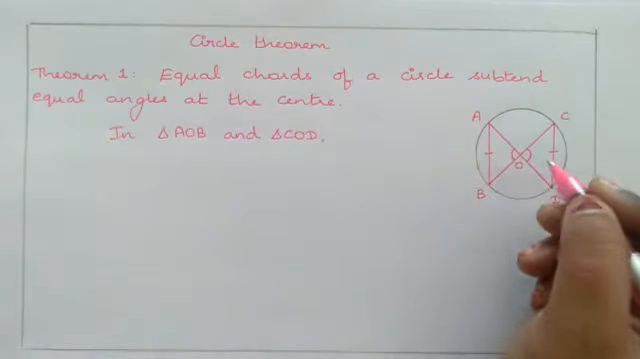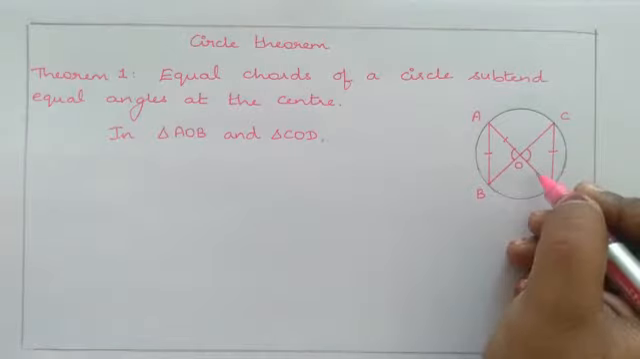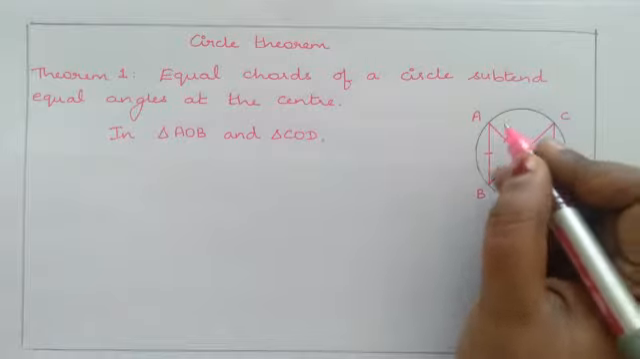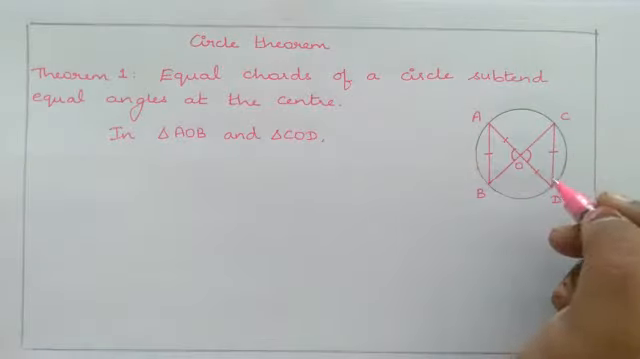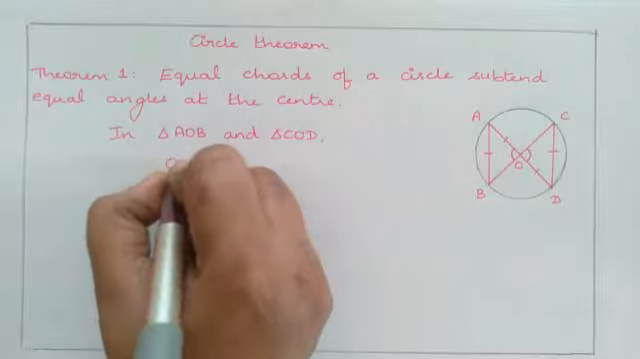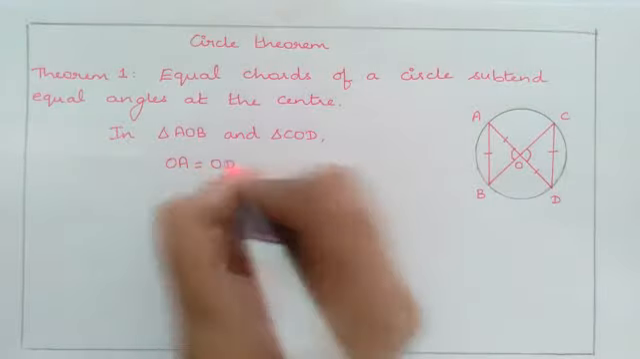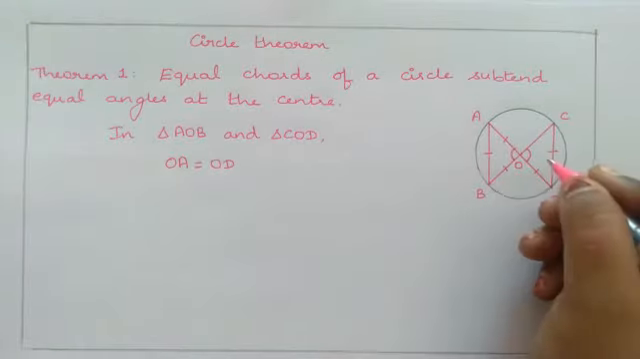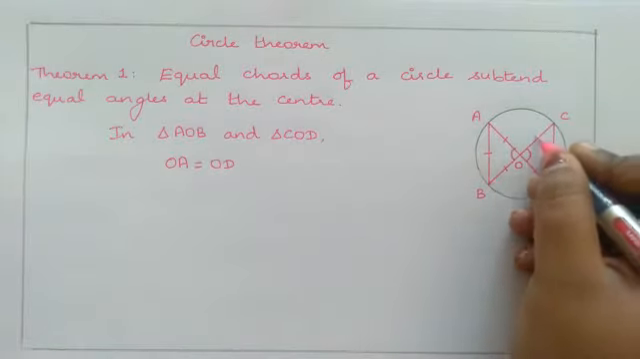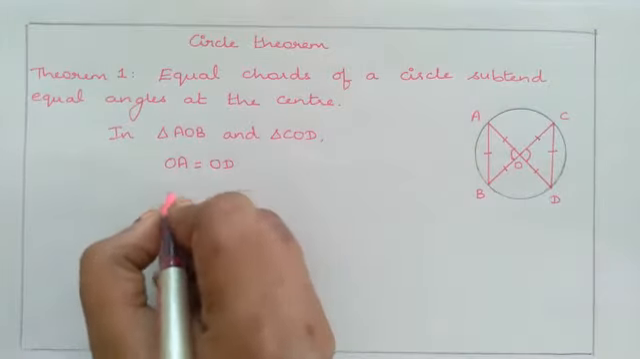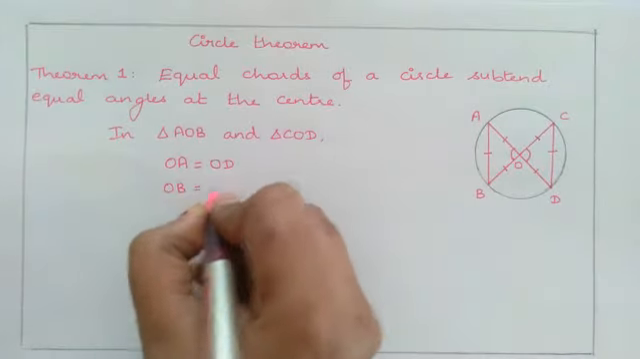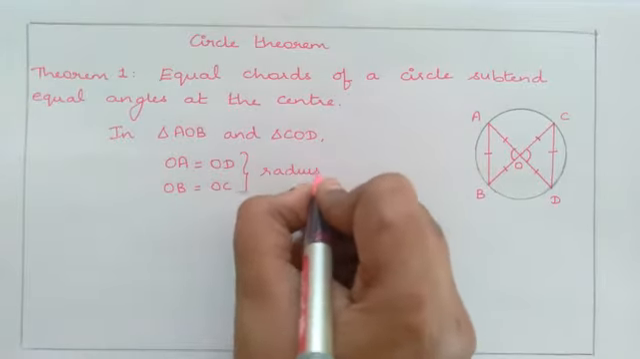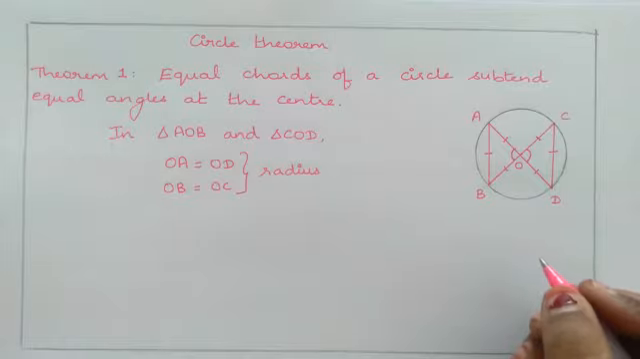So, OA and OD. Can you see? What are OA and OD? That's nothing but the line joining the center and the circumference. So, they are going to be the radius. So, OA equal to OD. Same way, OB and OC are radius again, because it's the line joining the center and the circumference. So, OB equal to OC. They both are equal because they are the radius of the circle. Radius of the circle is always constant.